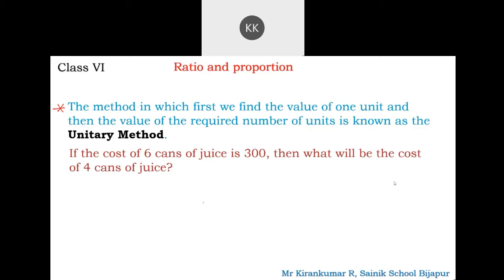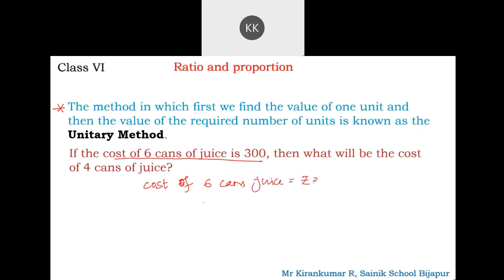In this, I have given a question here. You can use unitary method to solve this. The cost of 6 cans of juice is 300. Then what will be the cost of 4 cans of juice? The answer is 200.